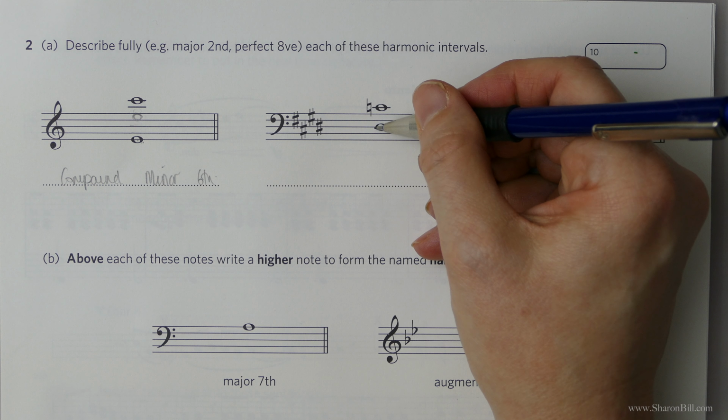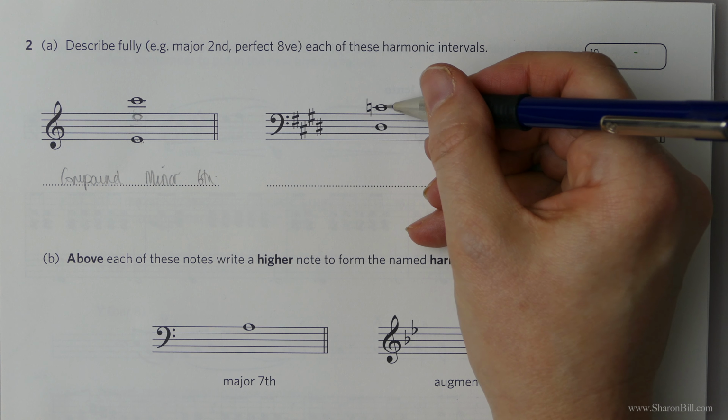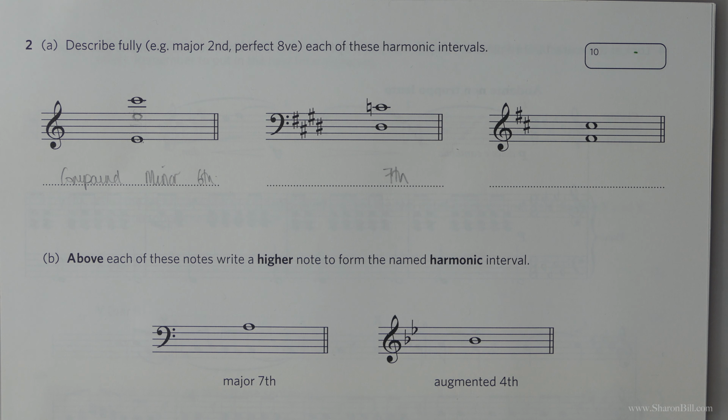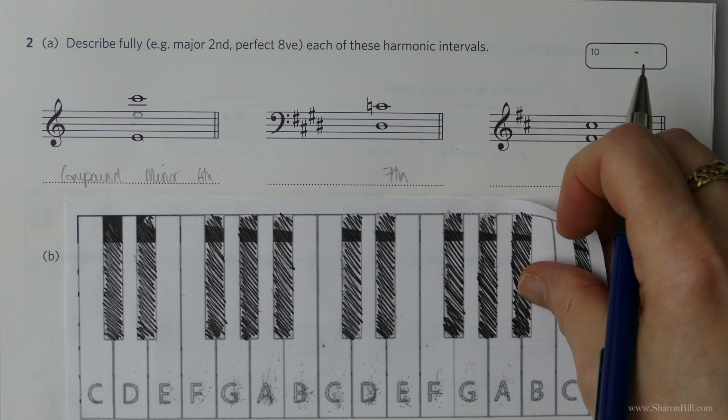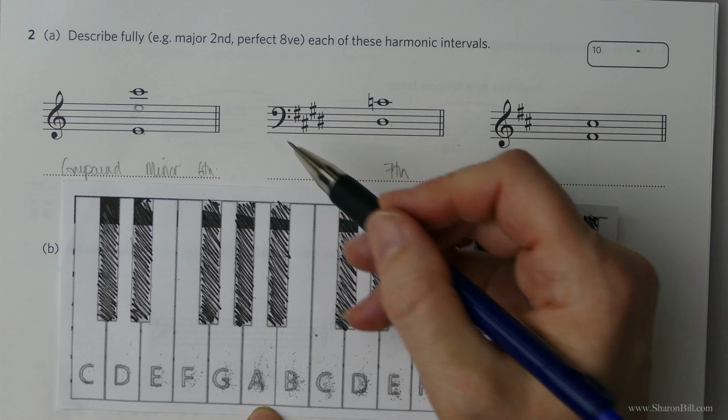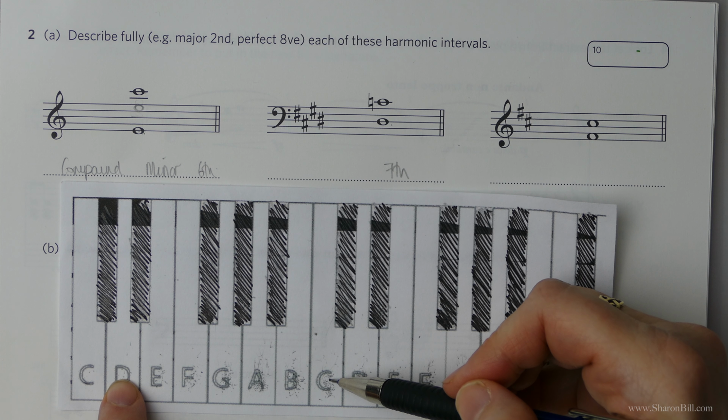Let's look at this next one. We have a 1, 3, 5, 7th of some sort. Now then, it's better to work these out incrementally. So first of all, we have a D, we're in the bass clef, to a C, so we know that's a 7th, 1, 2, 3, 4, 5, 6, 7.